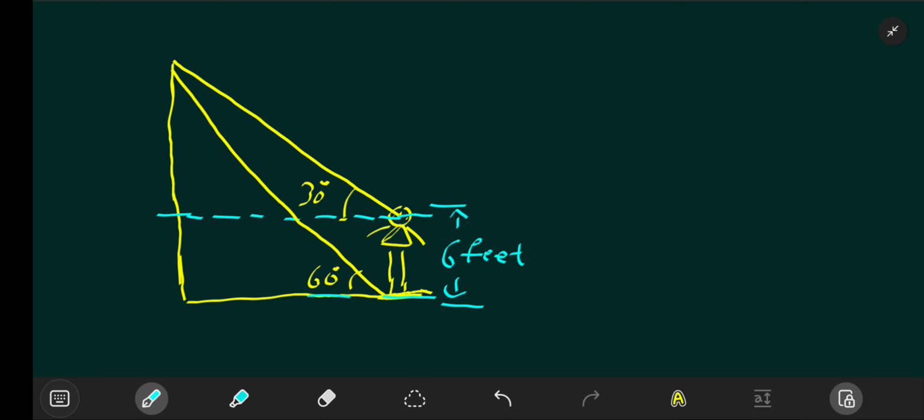The person's height is 6 feet. Now find the height of this complete tower. Let us assume this complete height is h. When we draw a horizontal line, this person height is 6 feet.